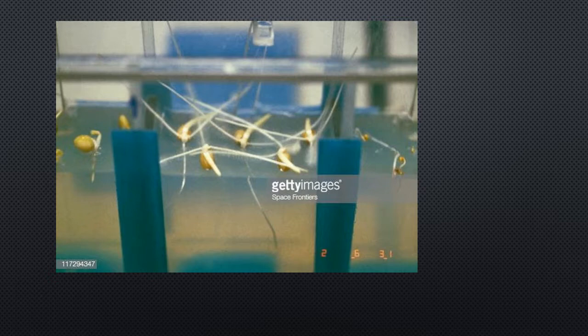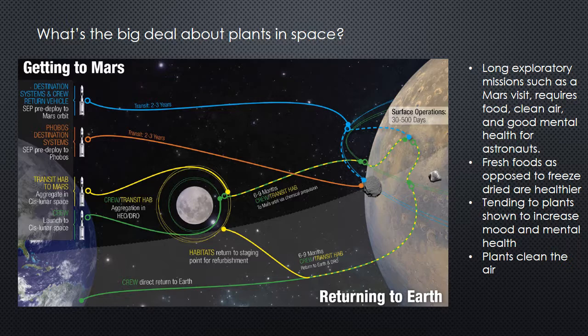So why is that important? Why do we care? What's the big deal about plants in space? Well, the reason why we're interested in it is that if we're going to do long exploratory missions to Mars, which NASA is intending to do, it's going to require food, clean air, and good mental health of our astronauts. And plants have been known to do all of those. So fresh foods as opposed to freeze-dried are much healthier.